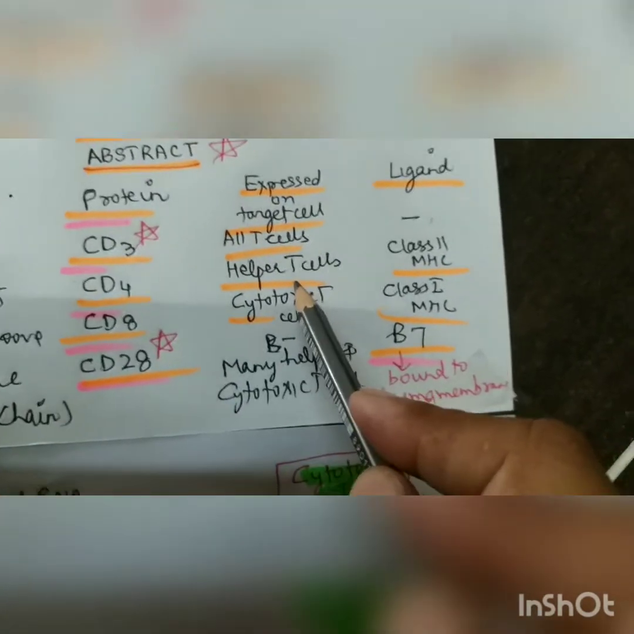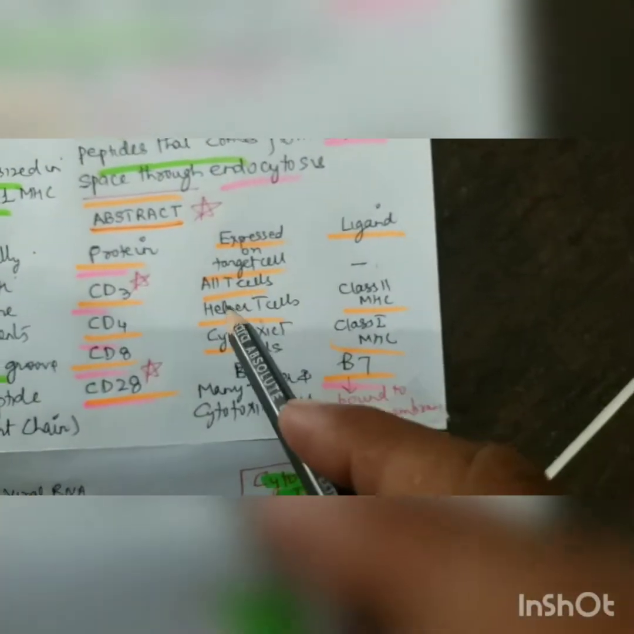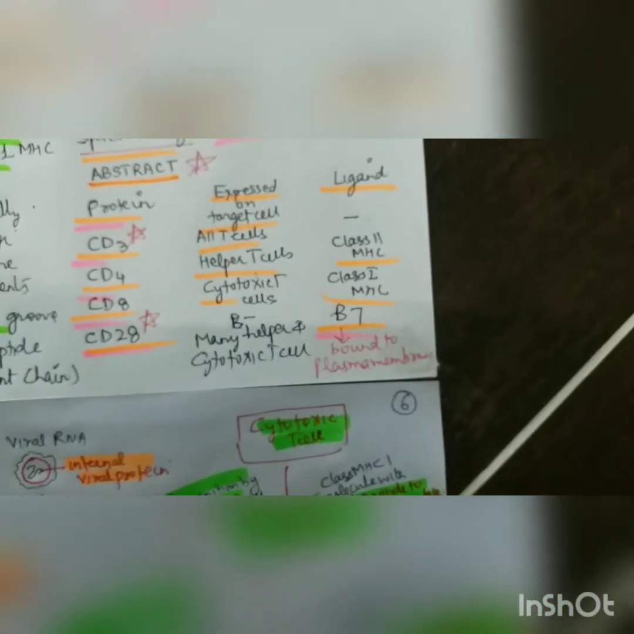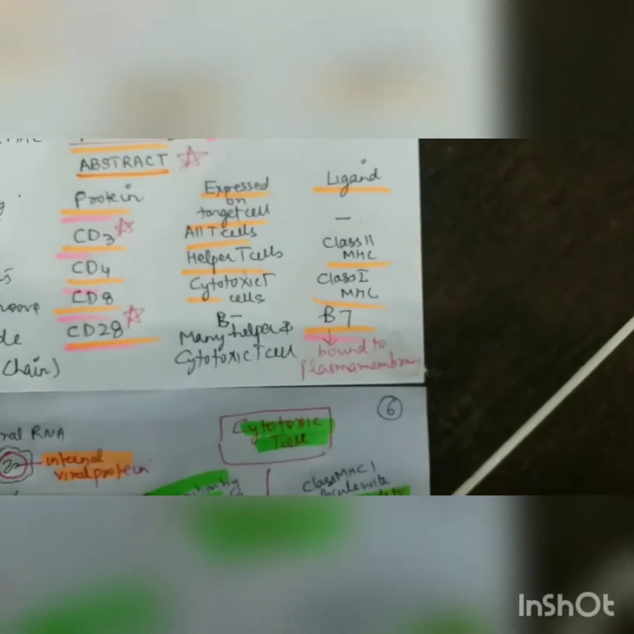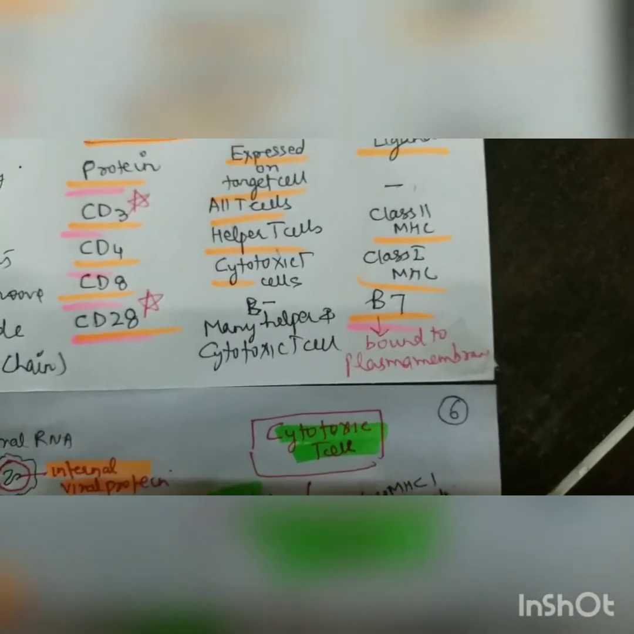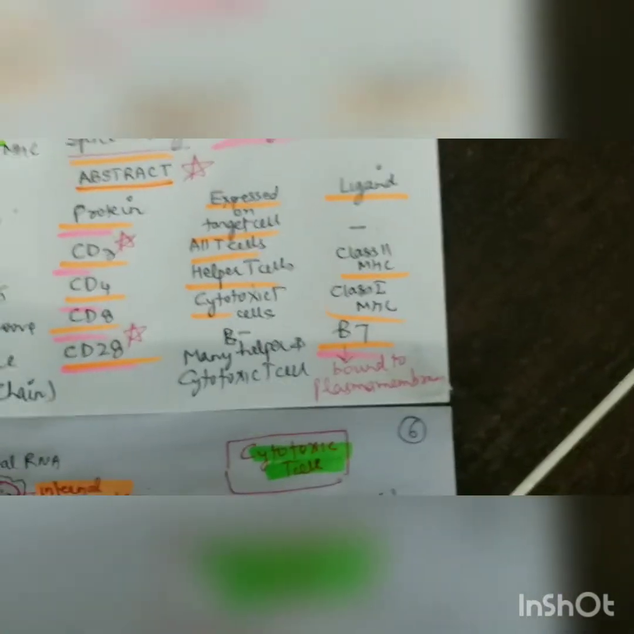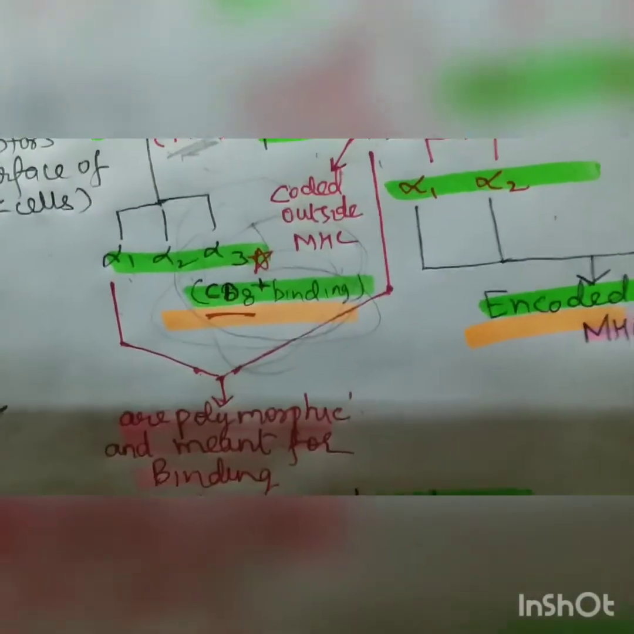Just now we did CD4, and I told you the attachment point of CD4 is MHC2, that is beta 2, right? Then CD4, we have helper T cells, and that is class 2 MHC, that is beta 2, and that beta 2 is the binding site for CD4, whereas CD8 is the cytotoxic T cell, class 1 MHC, and CD8 is attached to the alpha 3, right? So this I already told you, this alpha 3 is the CD8 binding site.